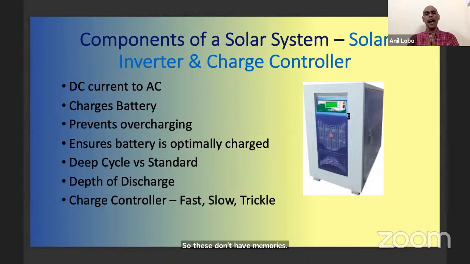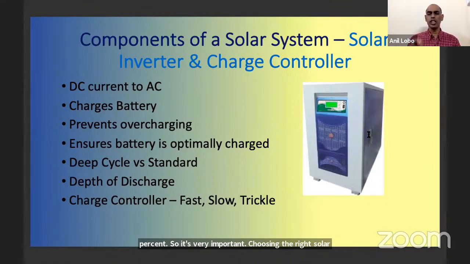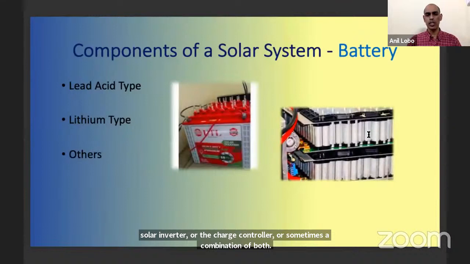Now your charge controller has to be a proper charge controller, and that is why some companies, especially some solar integrators, use a battery management system. In a battery management system, your charge controller will start by charging the battery really fast till it reaches about 80-85% capacity. Then it goes to a slow charge, where the battery charges at a much slower rate over a longer period of time. And when it reaches 98% or 99%, it will give a trickle charge, that is, it will maintain it at 100%. So it's very important to choose the right solar inverter or charge controller, or sometimes a combination of both into a power conditioning unit, or PCU as it's called.